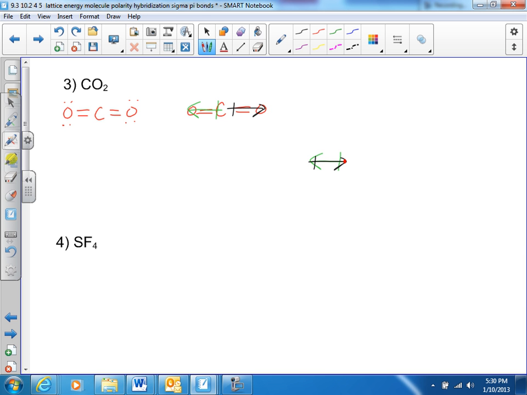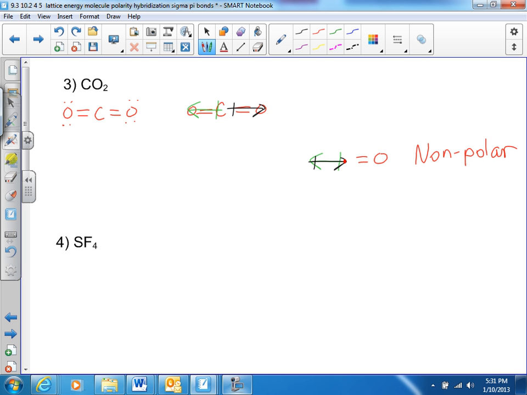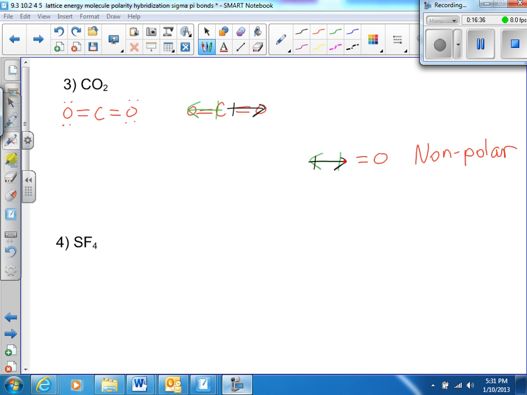So I started and ended at the same place, so that sums up to 0. Therefore, the molecule is non-polar. And I do not put in any overall dipole moment.